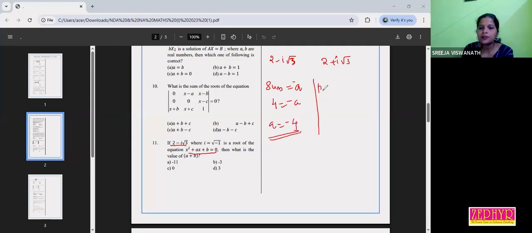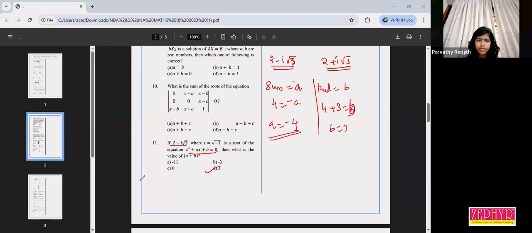Now the product, c by a, that is here b. Product: (a minus ib) into (a plus ib), a square plus b square formula. 4 plus 3, 7, equal to b. b equal to 7. Now a plus b: 7 minus 4, 3. Is it clear? Yes, miss. Okay.